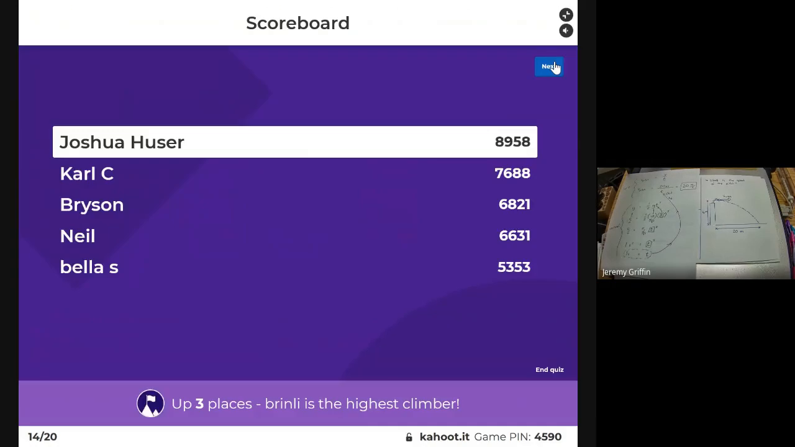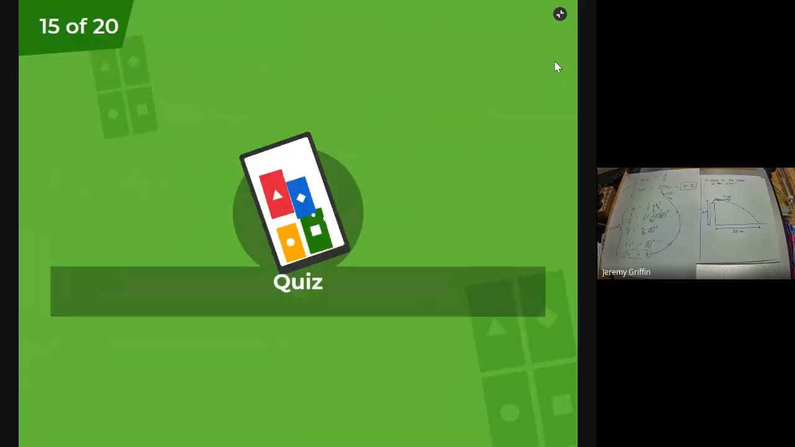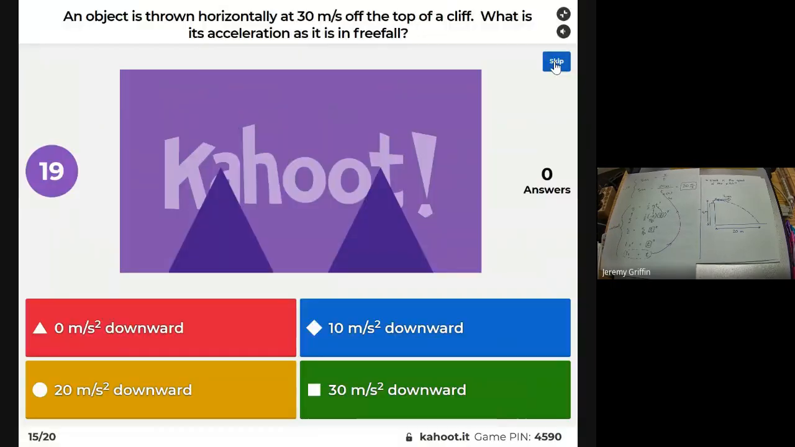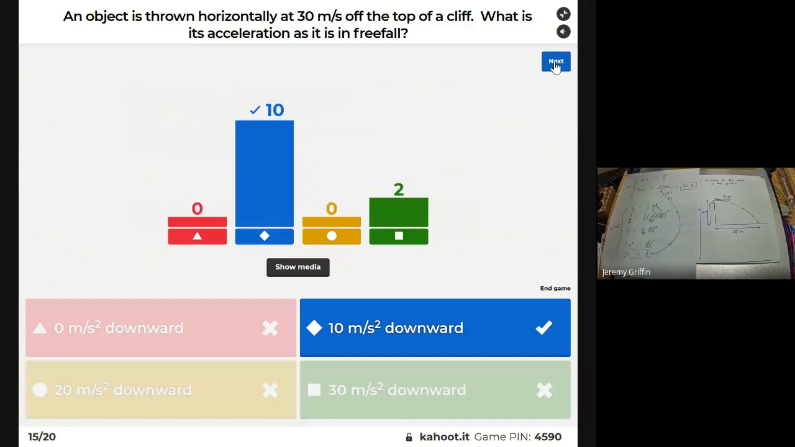Okay. Who's got any questions so far? Any questions? Okay. An object is thrown horizontally at 30 meters per second from the top of a cliff. What is the acceleration as it's in free fall? Oh yeah, 10 meters per second squared downward. Remember, anything in free fall is always accelerating toward the Earth at 10 meters per second squared.